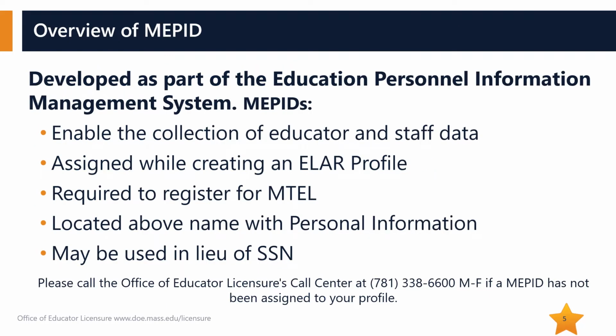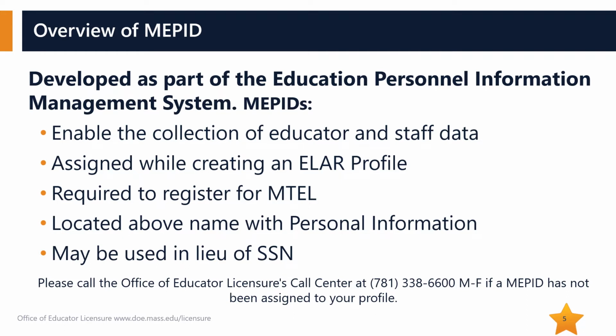Developed as part of the Education Personnel Information Management System, or EPIMS, the MEPID is a unique identifier assigned to all educators and to school district staff in Massachusetts. It enables the collection of educator and staff data from school districts to the department. Applicants receive a MEPID when they create an ELAR profile. Profile creators can find their MEPID located above their name in the Personal Information section on the Inquiry Activity Summary page. This identifier may be used in place of a Social Security number when making inquiries or submitting documentation.